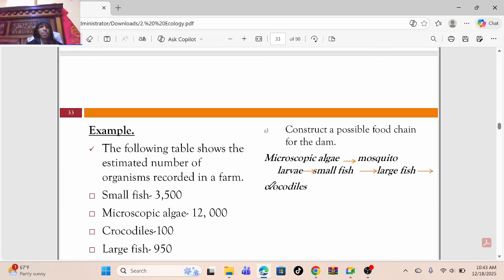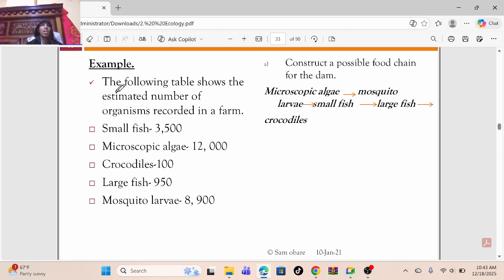Hivi unachora sasa. For example, the following shows the numbers: small fish 500, microscopic algae 12,000, crocodile 900, light fish 950, and mosquito larvae. So unachorea to construct the possible food chain. Unatoka from the green, that is microscopic algae. Algae ni plants. Inakuwa plant, then plant inakuja kwa mosquito larvae. And this energy ina decrease, angalia.